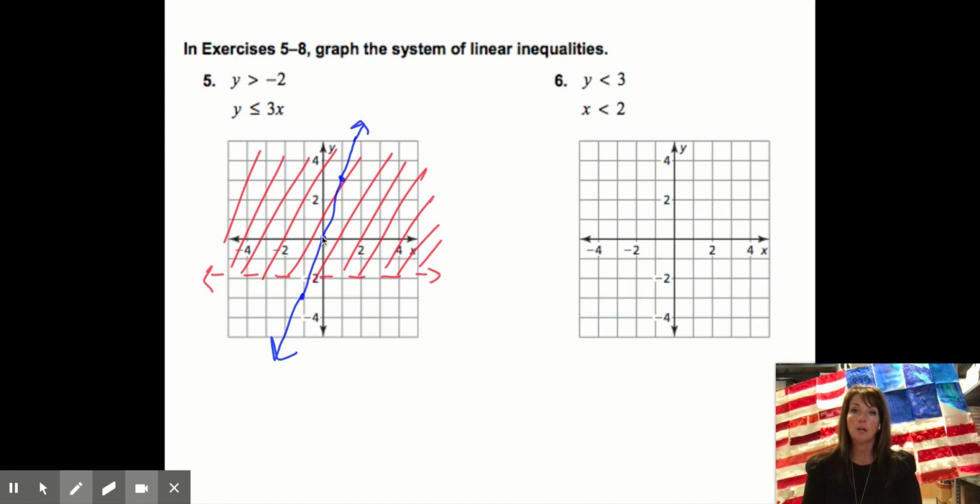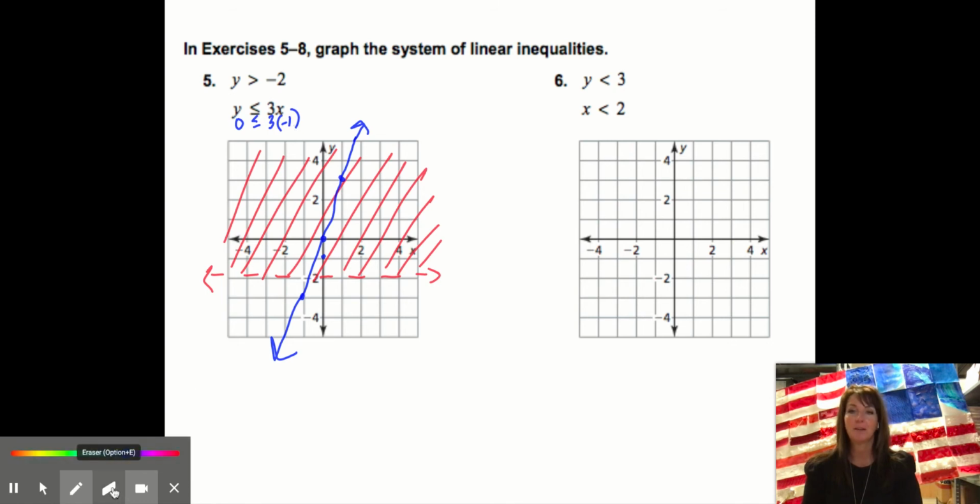I could always check a point and say, well, we already know that 0 is a solution, right? So maybe I want to check right here or right here, right? Maybe I want to check the point 0, negative 1. So I would come up here and say 0 less than or equal to 3 times negative 1.